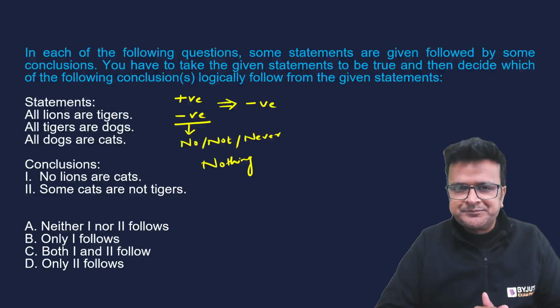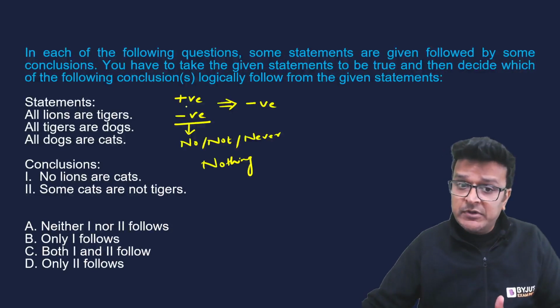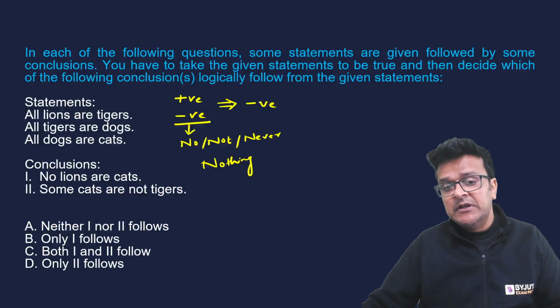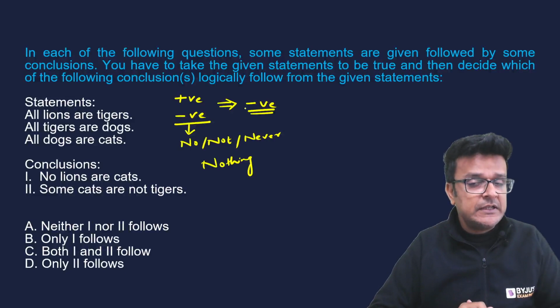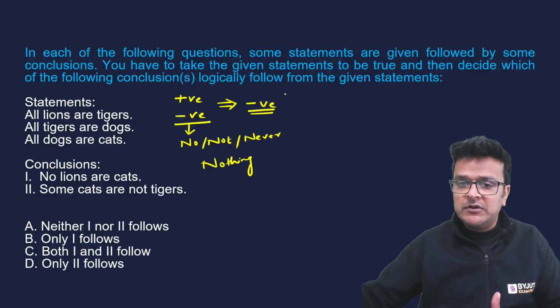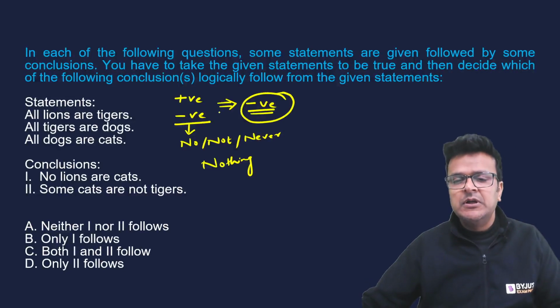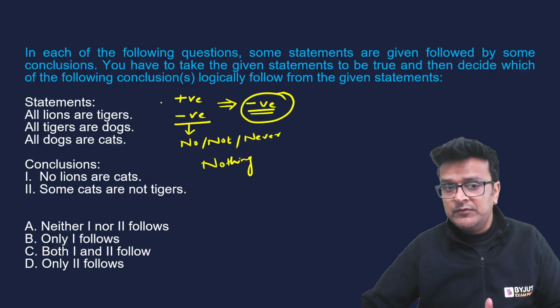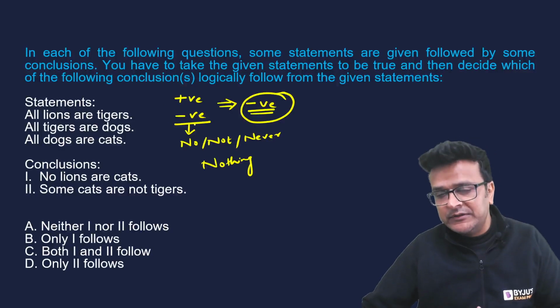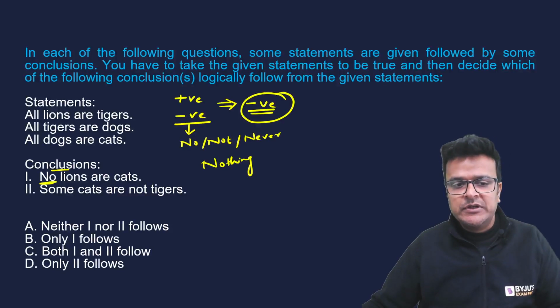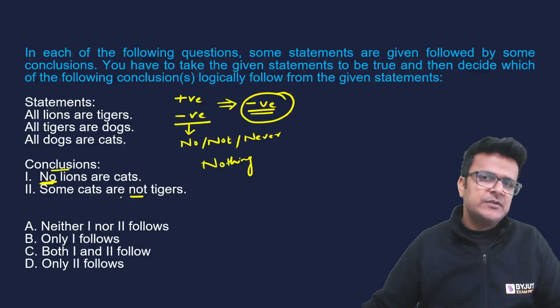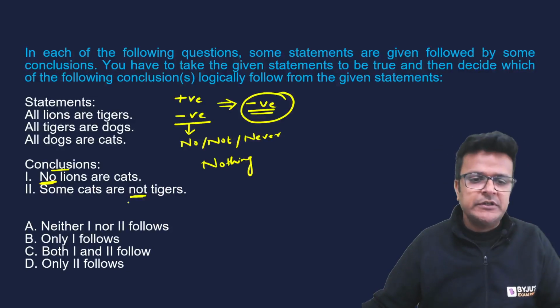Now, if one statement is positive and the second is negative, then the conclusion has to be a negative conclusion. You can also think of it like this: if I have a conclusion which is negative, for this to follow, one of the preceding statements should be negative. Now look at the conclusions in this question. The first conclusion is a negative conclusion because it has a no in it, and the second conclusion also is a negative conclusion because it has a no in it.